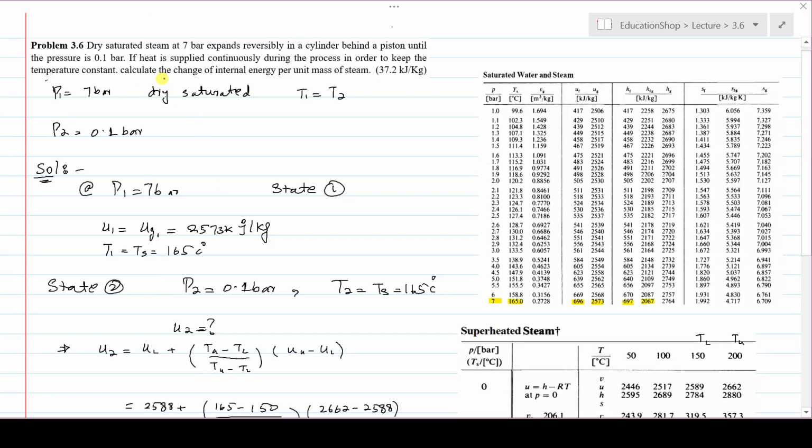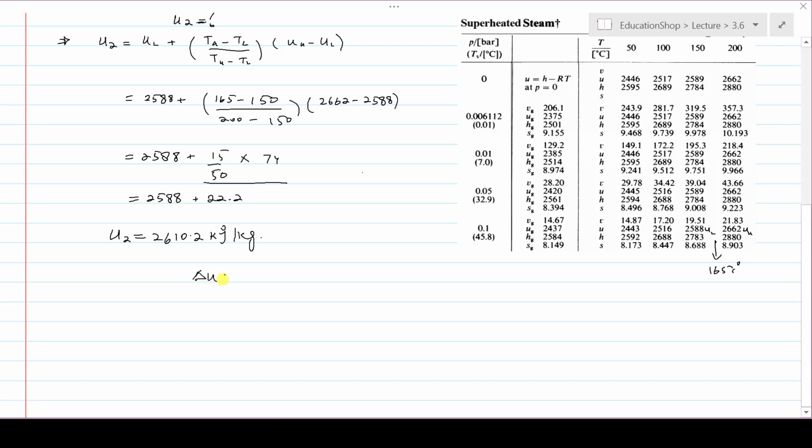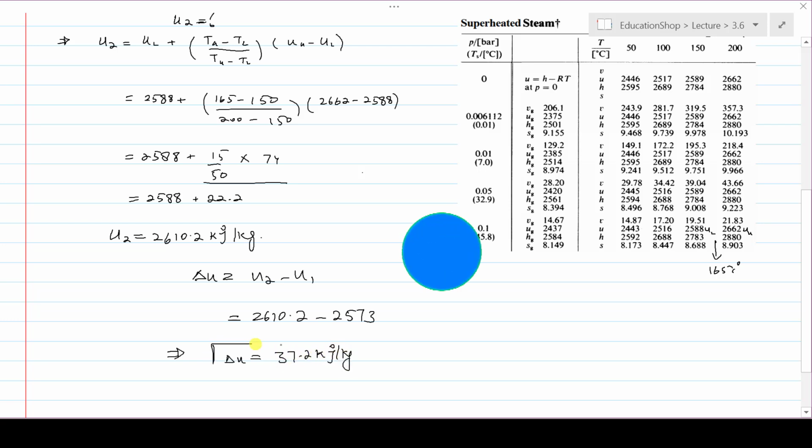Our requirement is to find the change of internal energy per unit mass of steam. That was our requirement. Now the change in internal energy is equal to U2 minus U1. What is the U2 value? That is 2610.2 minus the U1 value, that is 2573. After subtraction you will get the change in internal energy, that is equal to 37.2 kilojoule per kg. And this is our final answer.